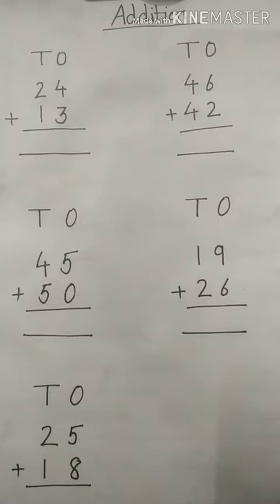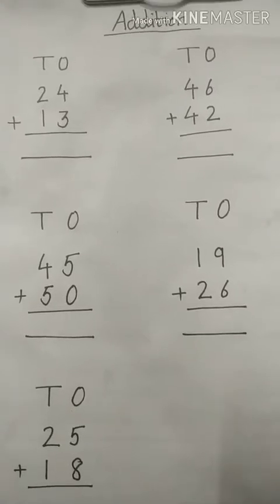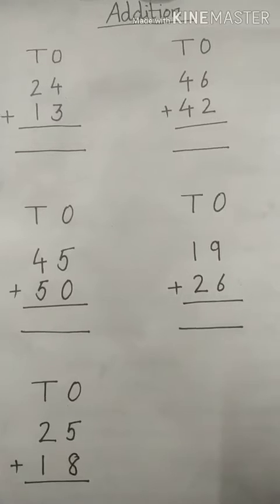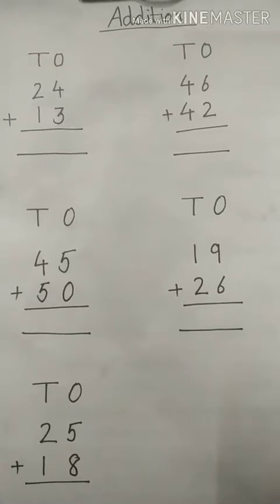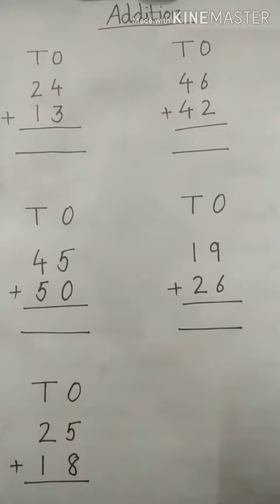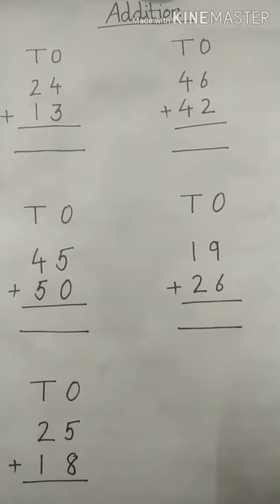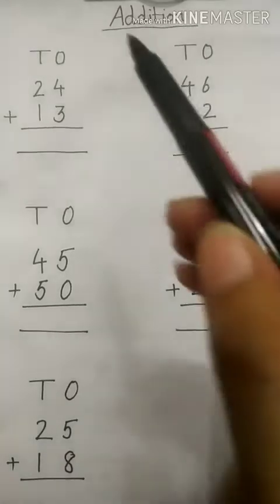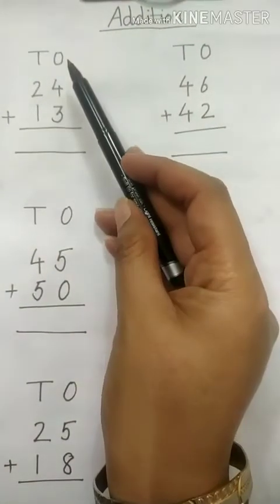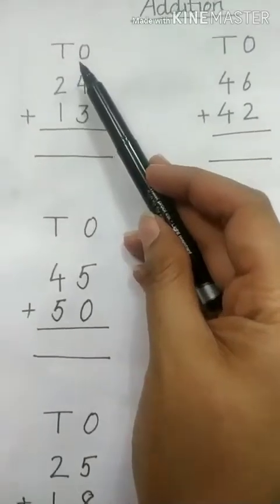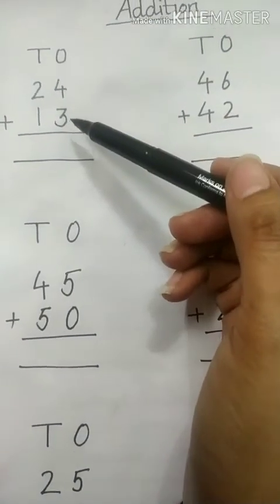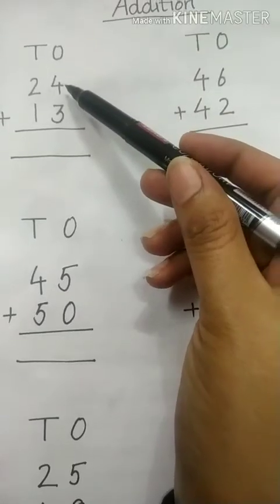Now we are starting with addition, and today let's recapitulate what you have learnt in class 1. Okay? So we will be revising addition, what you have done till now. As you can see, I have written few sums on here. This is ones place and this is tens place. It's 4 and 3. So how we are going to do it?